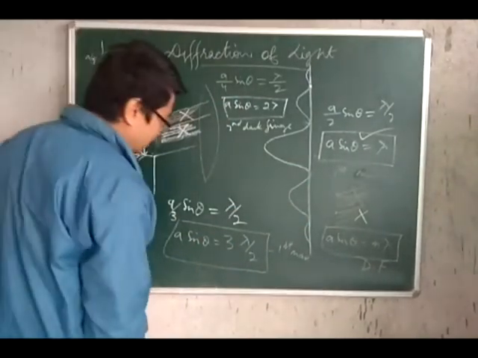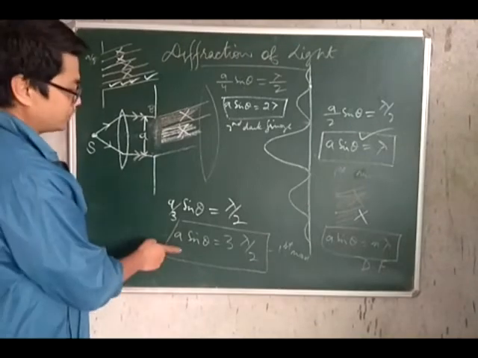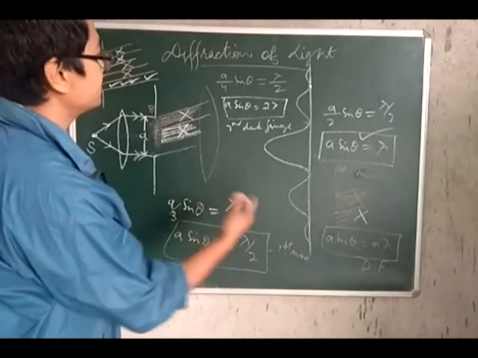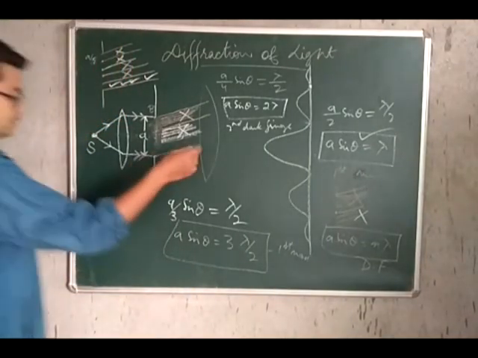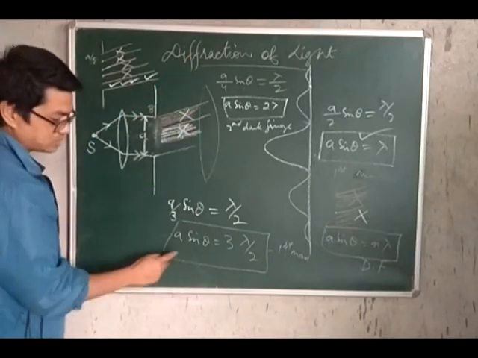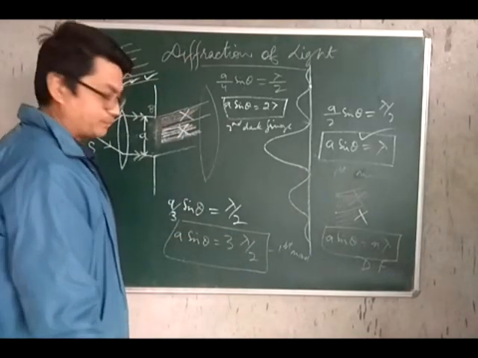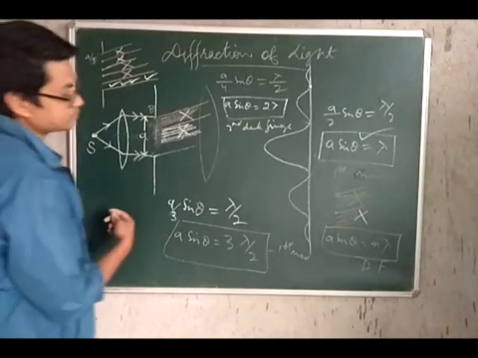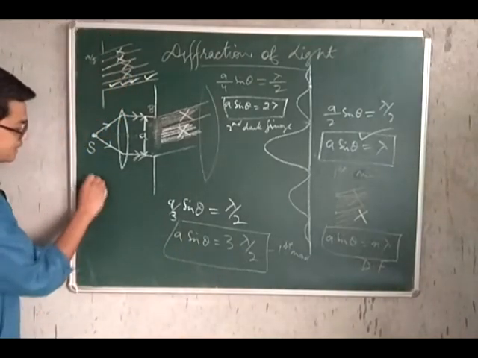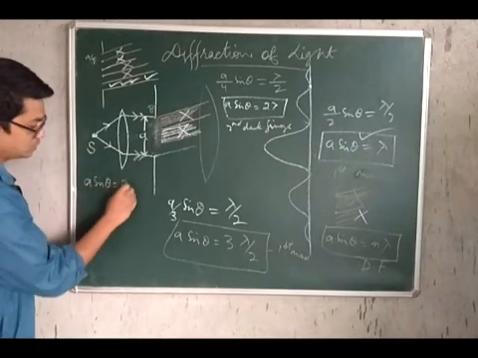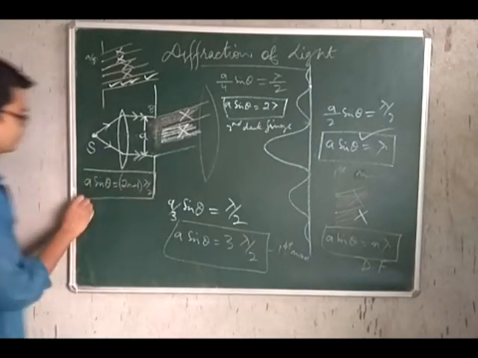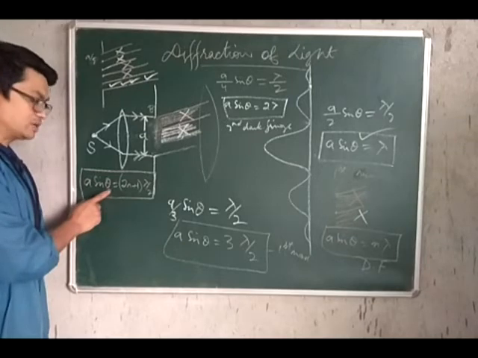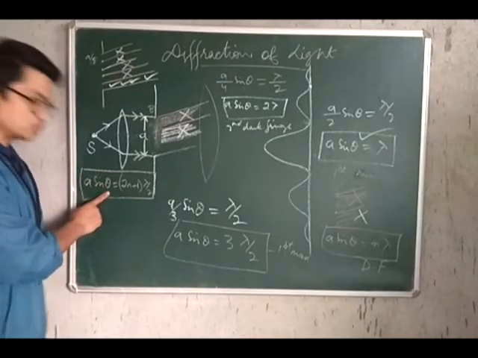And likewise, if you ask me what is the general condition for bright fringes? This is for the first bright fringe, a sin theta is 3 lambda by 2. For the second bright fringe, it will be a sin theta is equal to 5 lambda by 2. Therefore, what we can write is a sin theta is equal to (2n plus 1) into lambda by 2. This is the general condition for the bright fringes in case of diffraction.